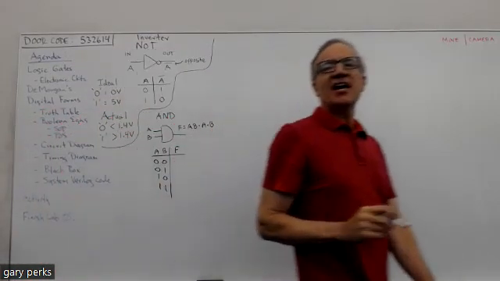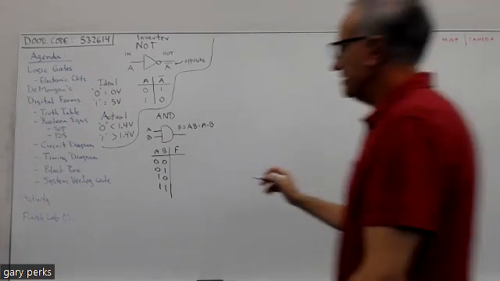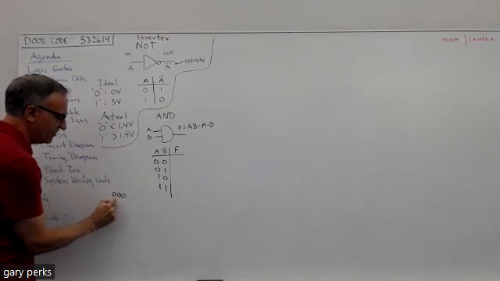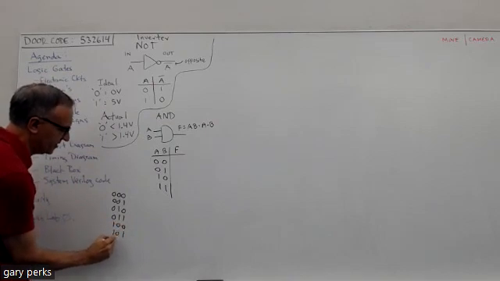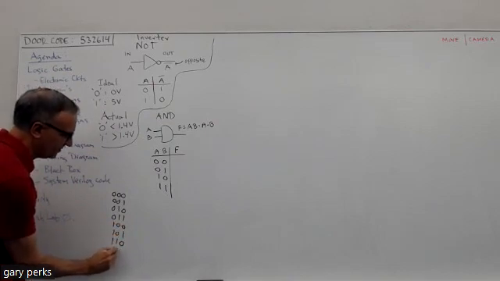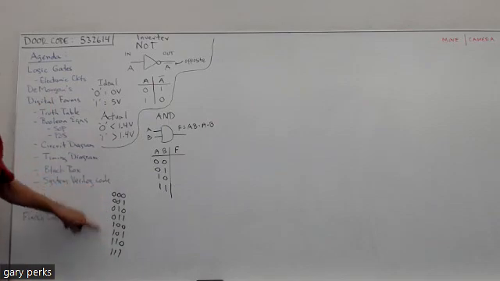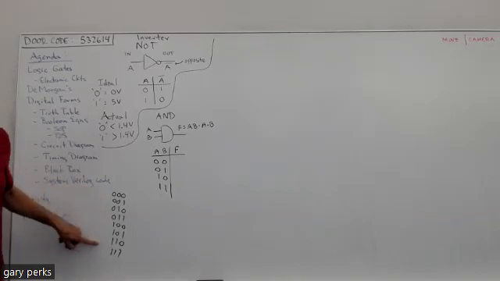Right. How about if I had 3 bits? How many possible combinations of 0s and 1s? 8. Right, it'd be 8 because they could all be 0, or you could have this, or you could have this, or you could have this, or you could have this, or you could have this, or you could have this, or you could have this. 0, 1, 2, 3, 4, 5, 6, 7. See, I'm just counting in binary. So 0 through 7, 8 possibilities.